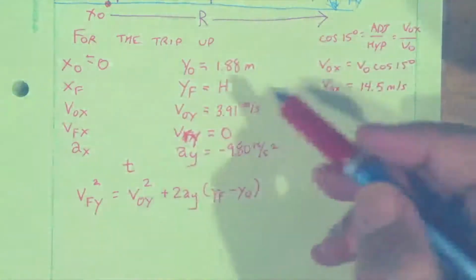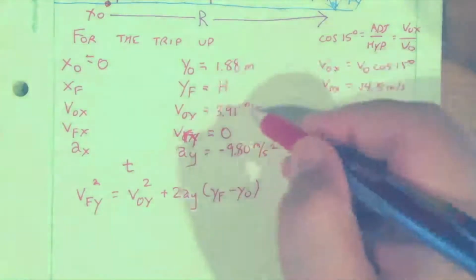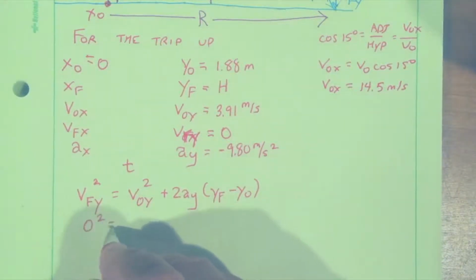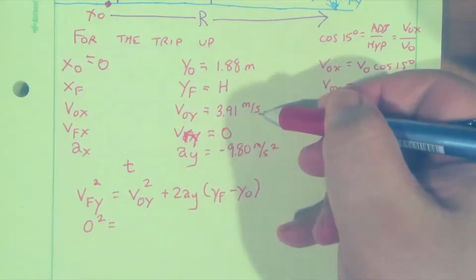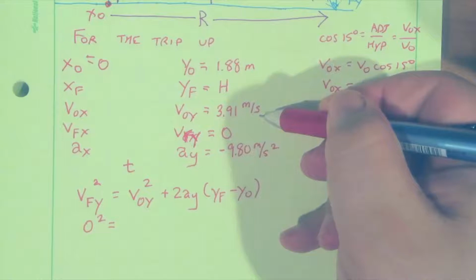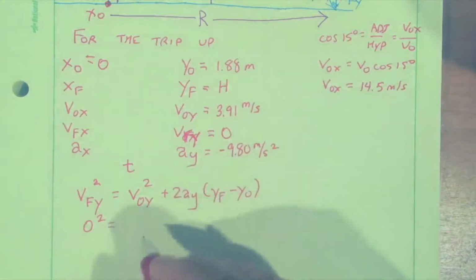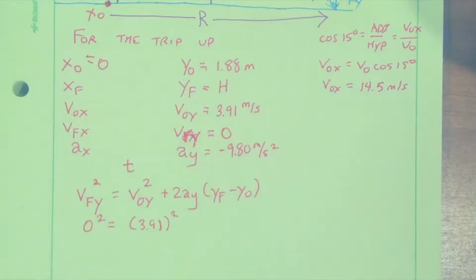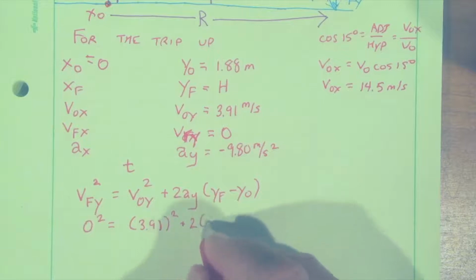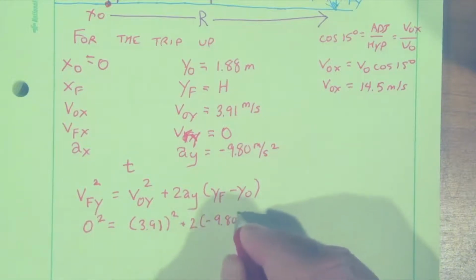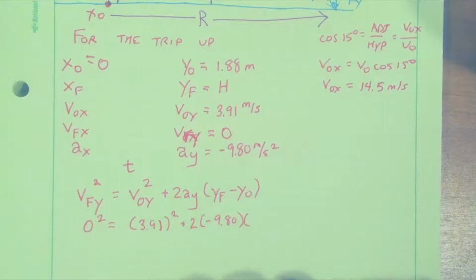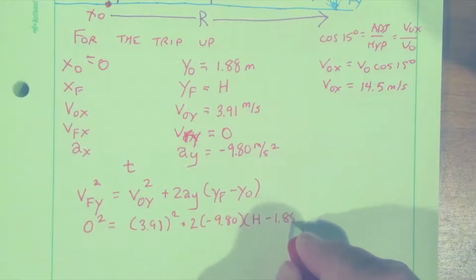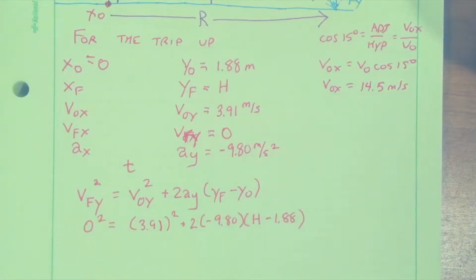So this is the kinematics equation for motion in the y direction. And now looking here, we see that h is our variable and we know everything else. So with a final velocity of 0, and initial y velocity, got to be the y velocity, not the total velocity, but only the y velocity, squared, plus 2 times negative 9.80. That negative sign is real important. The final y position is h, and the initial y position is 1.88.